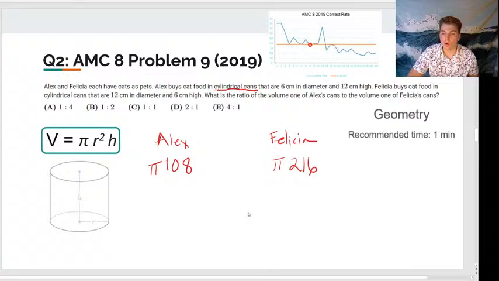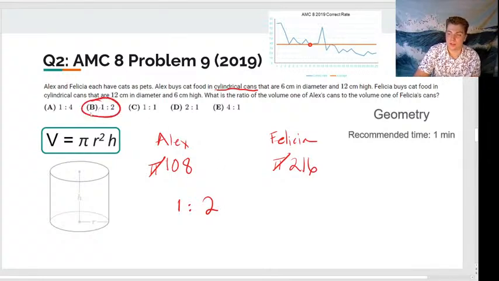We go back to the problem, what are we being asked for? What is the ratio of the volume of one of Alex's cans to the volume of one of Felicia's cans? And so we can see that since we're just comparing a ratio, we're able to cancel out pi right here. And we can clearly see that 108 times 2 gives us 216, making this very simple in that we know that the ratio of one of Alex's cans to Felicia's cans is that Felicia's cans are twice as large as Alex's cans. So we have a 1-to-2 ratio here, giving us option B right there.